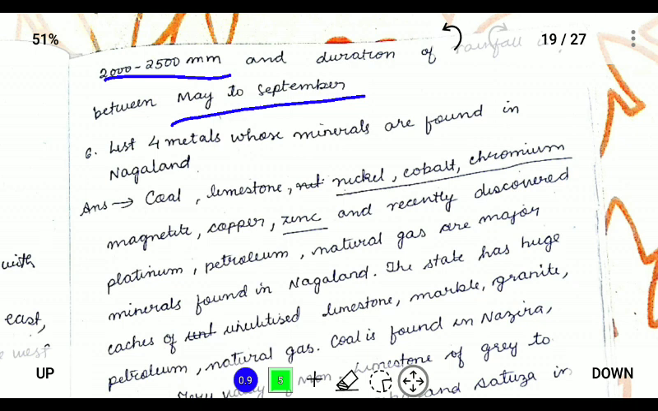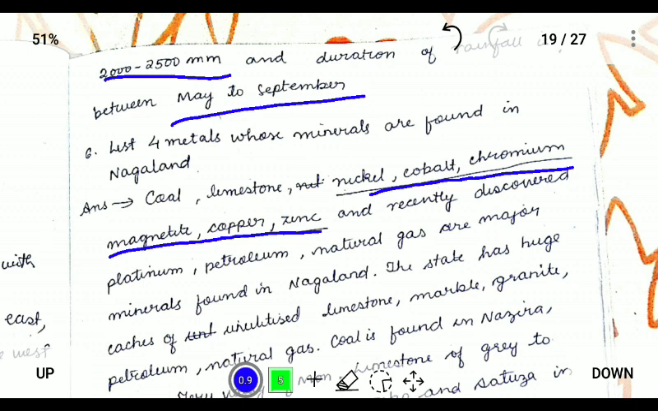Next, list 4 metals whose minerals are found in Nagaland. For 2 marks you can write this. Nagaland has metals such as cobalt, chromium, magnetite, copper, zinc. But this question may be asked for 5 marks in the coming years, so we'll be prepared for this.